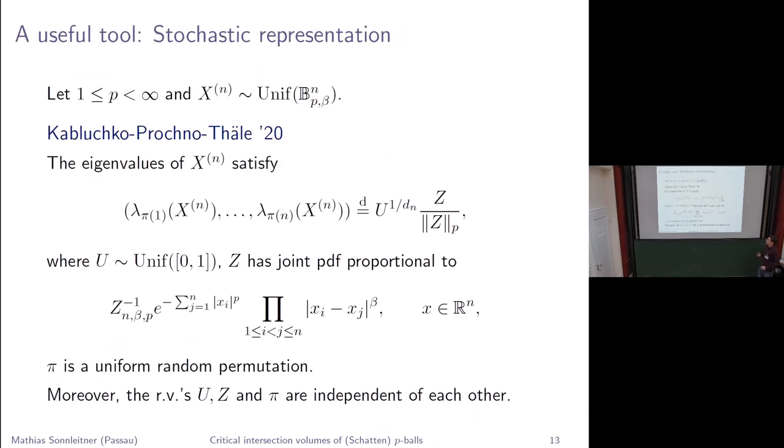So for this we need again a stochastic representation, which is also very nice for Schatten p-balls. It allows you to forget somewhat the complicated geometry of Schatten p-balls, but you see that the eigenvalues are distributed very similar as for the p-balls. So you get again a uniform to the one over dimension and some vector, not now of independent p-Gaussians, but you have some dependence between them. So this vector c has n components distributed according to this probability density function.